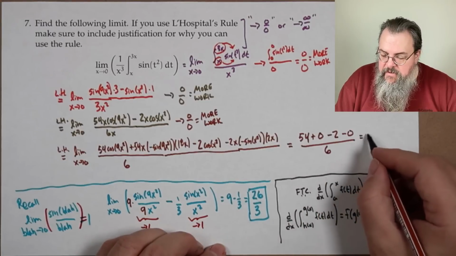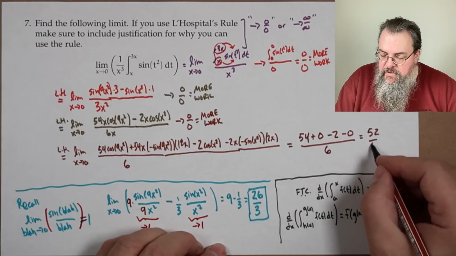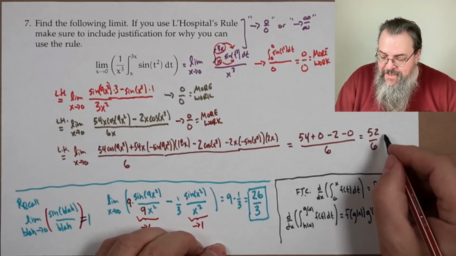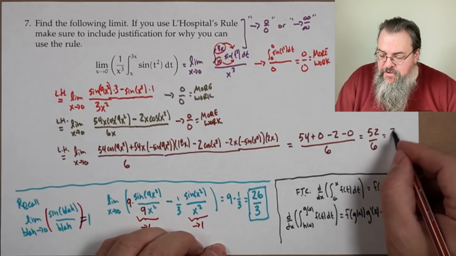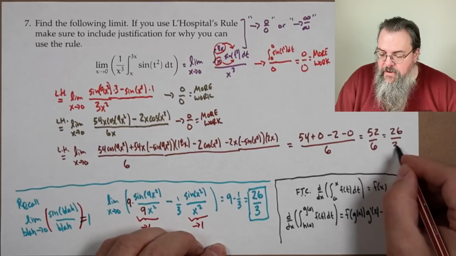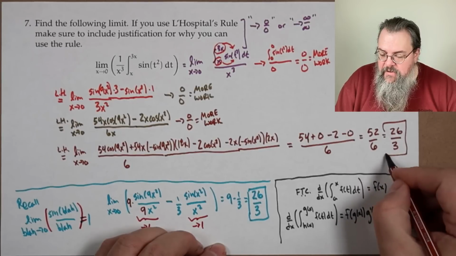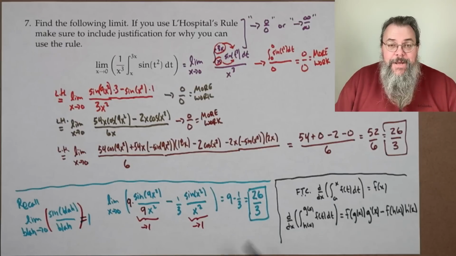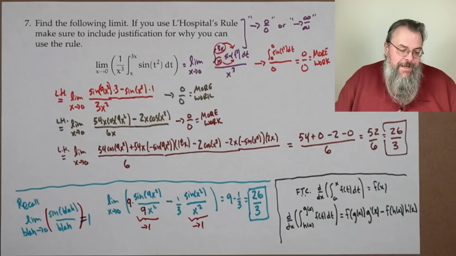Well, that's the same as 52 over 6, which top and bottom has a factor of 2. And so you say, that's the same as 26 over 3. So 26 over 3. Same as what we had before. Well, yeah, it's just a different way.